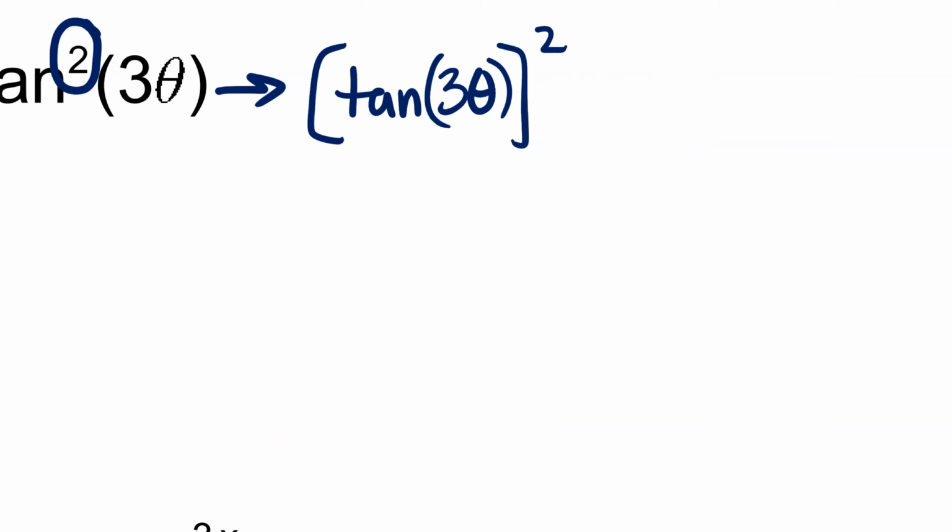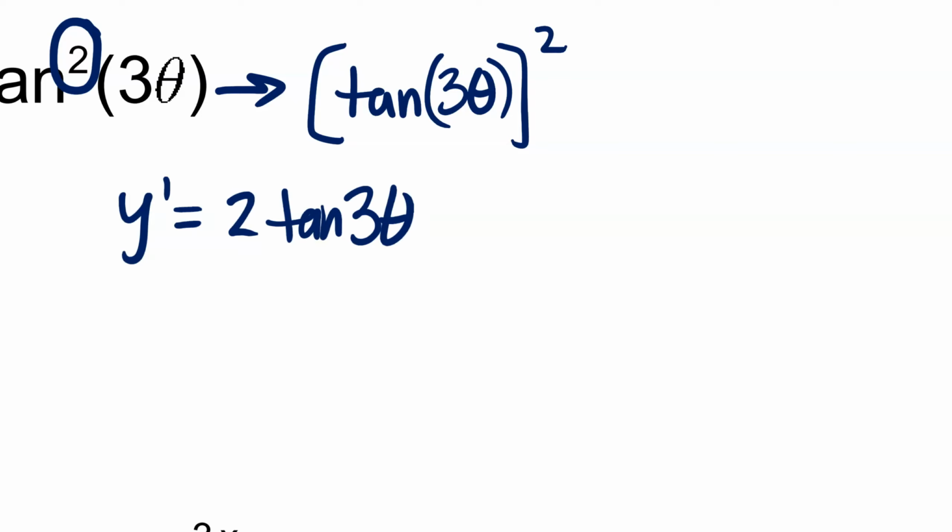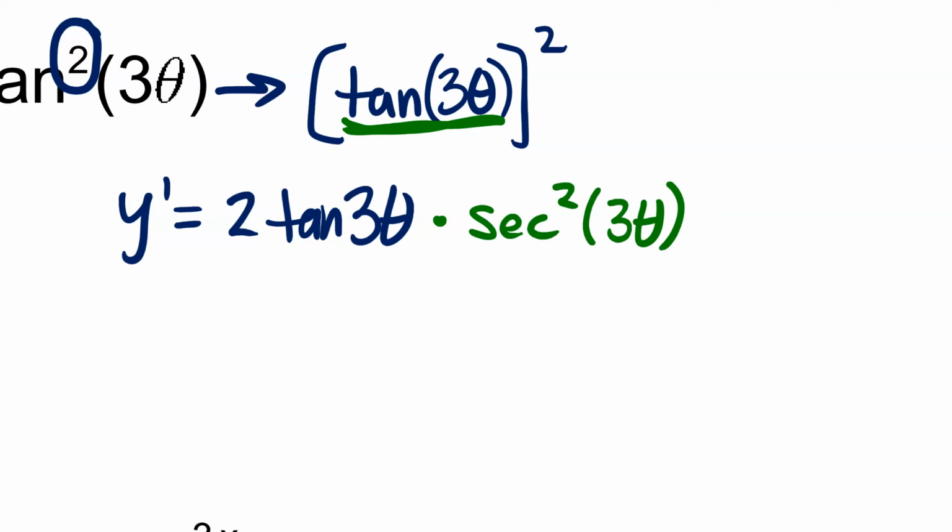Chain rule. It is tangent of 3 theta, squared. So imagine that I had x squared. We know the derivative is just 2 times x. But here, my whole x is the inside, tan of 3 theta. So in order to find the derivative, it's going to be 2 times tangent of 3 theta. We keep the inside the same. Then we have to take the derivative of the inside function, tangent of 3 theta. The derivative of tangent is secant squared. That's what it was. Secant squared. And then I leave this inside 3 theta alone.